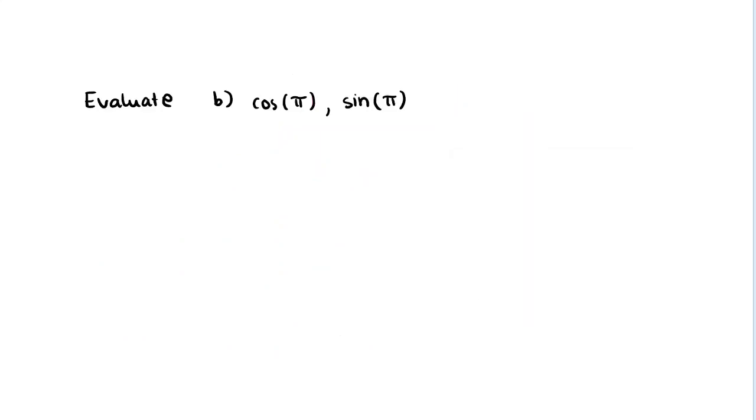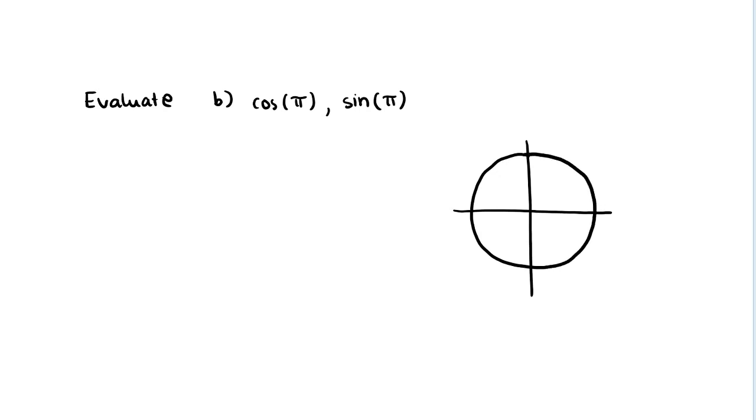Okay, so we've got 2 more examples here, cosine of pi and sine of pi. So here if I have another unit circle, then pi radians is telling me we're going halfway around this circle. And we're dealing with this angle here. And now if this is a circle of radius 1, then what is this point? This point is the point -1, 0.